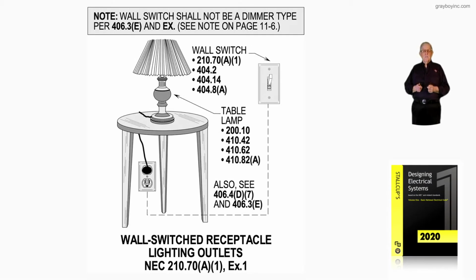Now, this illustration deals with a wall switch receptacle lighting outlet. In accordance with the exception 1 to 210.70(A)(1). Notice the receptacle that's below the table there, and you have your table lamp plugged into it.